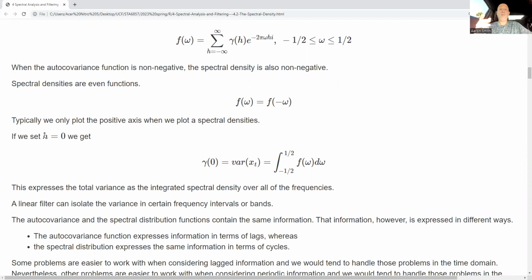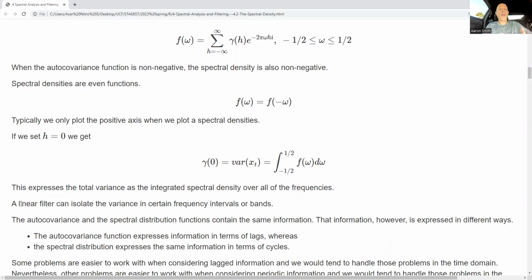So if I take the formula I was just looking at, and I set h equal to 0, I can see that the variance of my time series process is equal to the spectral density integrated over -1/2 to 1/2. All right, so this gives me another way to compute variance of my time series. So this expresses the total variance as the integrated spectral density over all frequencies. All right.